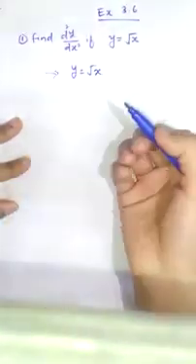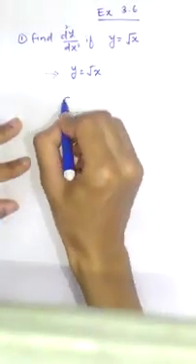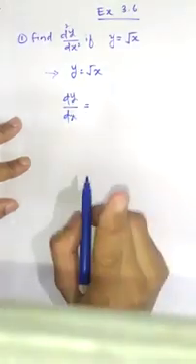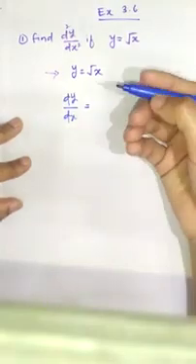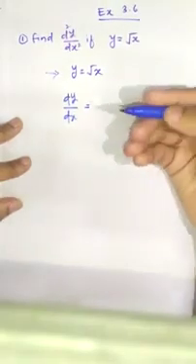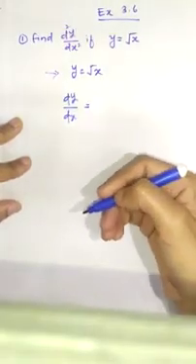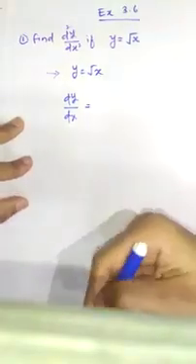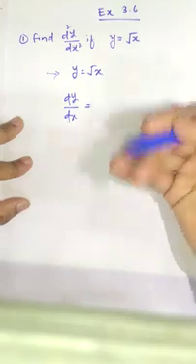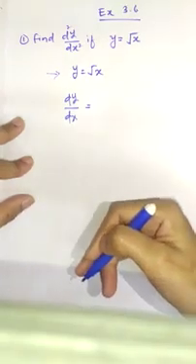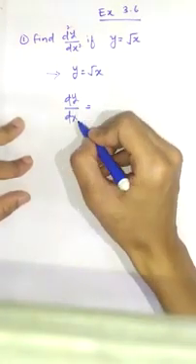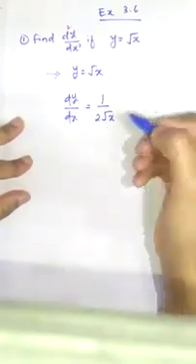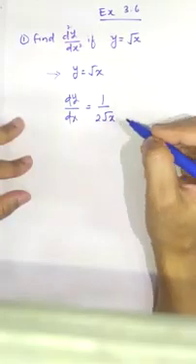So differentiating with respect to x, that is dy by dx. When we write dy by dx, it means the first order derivative. Until and unless we have the first order derivative, how can we find the second order derivative, right? So first of all, we have to find the first order derivative. Then by differentiating the first order derivative, we'll get the second order derivative. Okay. So dy by dx will be 1 upon 2 root x, because we know the derivative of root is 1 upon 2 root, right?